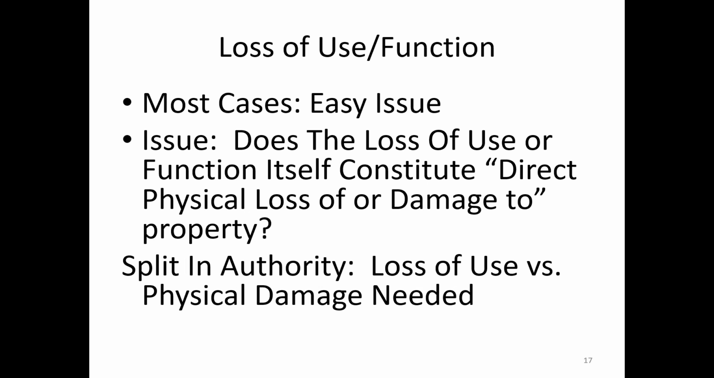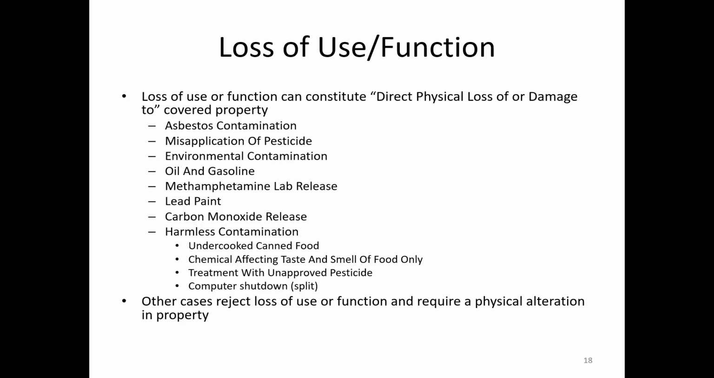As I said before, it's an easy issue. There's a split in authority, and here are the type of cases where we've seen loss of use or function constituting direct physical loss or damage to covered property. We've had cases where asbestos came out when they were doing construction and contaminated the building. There's some misapplication of pesticide cases, some environmental contamination, some oil and gasoline spills. There was a meth lab in the basement of one unit.